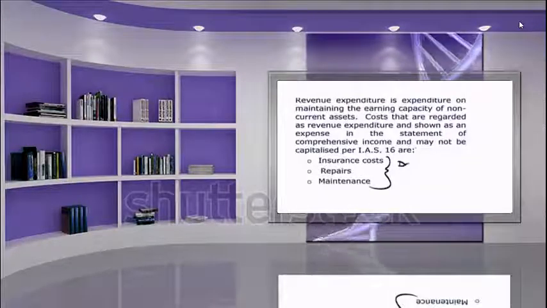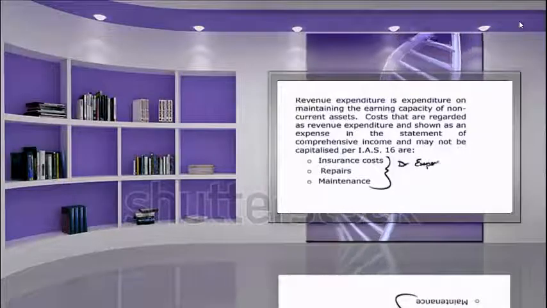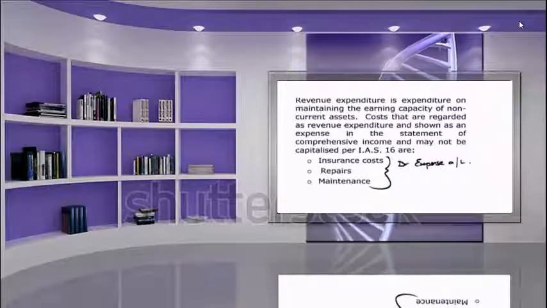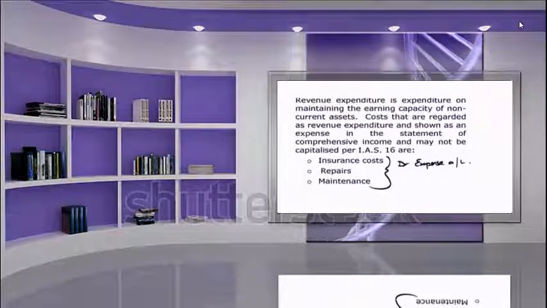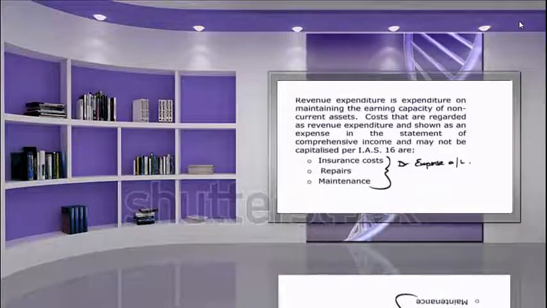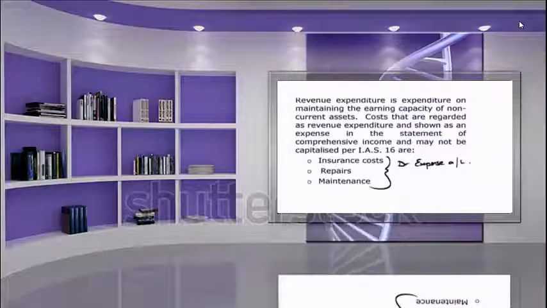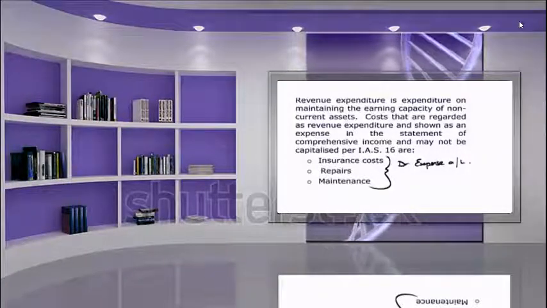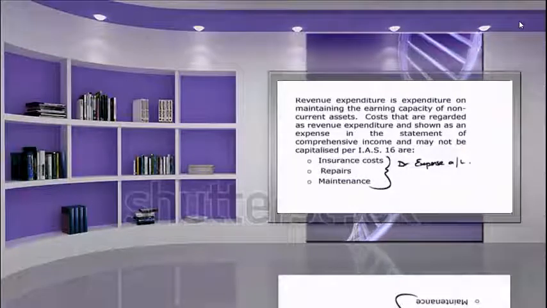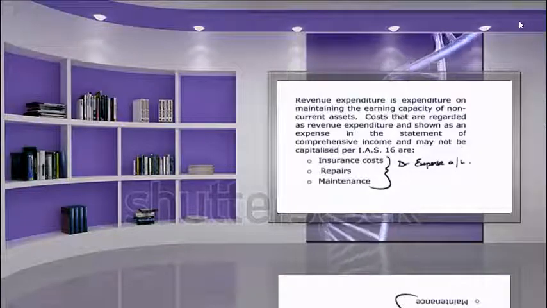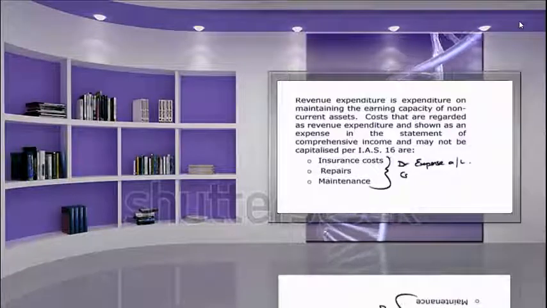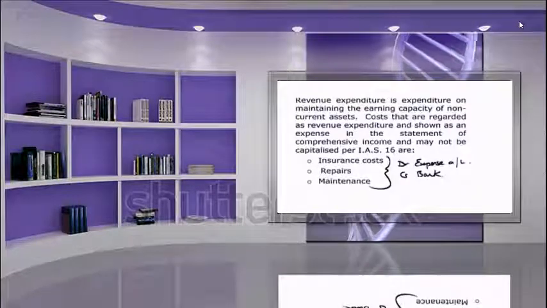The double entry would be to debit and increase the expense account in the statement of comprehensive income. So if that is an insurance expense, then you would debit the insurance expense account. If it was a repair, debit repairs. So again, for each different type of expense, you're debiting that account. And then if you're paying for that expense straight away, obviously you would credit and reduce your asset of cash at the bank.